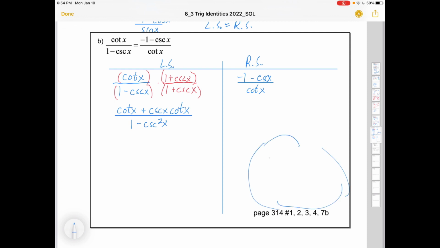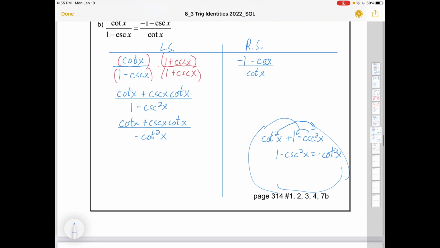From earlier, we had this. Cotangent squared x plus 1 equals cosecant squared x. This is in that formula sheet. And I wonder how we could build a 1 minus cosecant squared. Well, I could send this over here, 1 minus cosecant squared x, and send this one over here, equals negative cotangent squared x. So let's see what I'll get. I'll get cotangent x plus cosecant x cotangent x equals negative cotangent squared x.